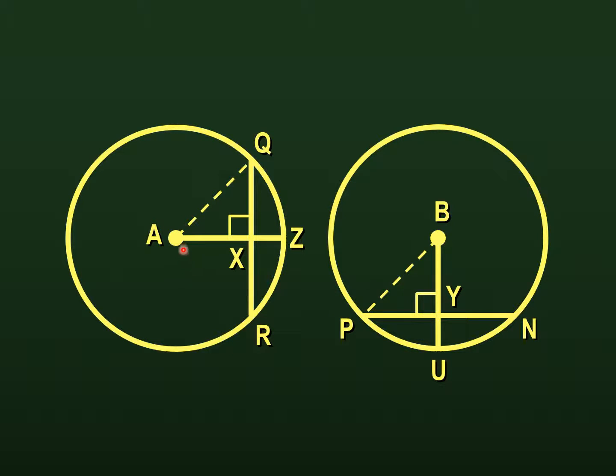So let's say that the segment AX, let's say that was 4. Right? And let's say that BY was also 4. And we're like, oh, that means that they're the same distance away. They're both 4 away. Then that means that if the chord QR had a length of 7, then that means that the chord PN would also have to have a length of 7.